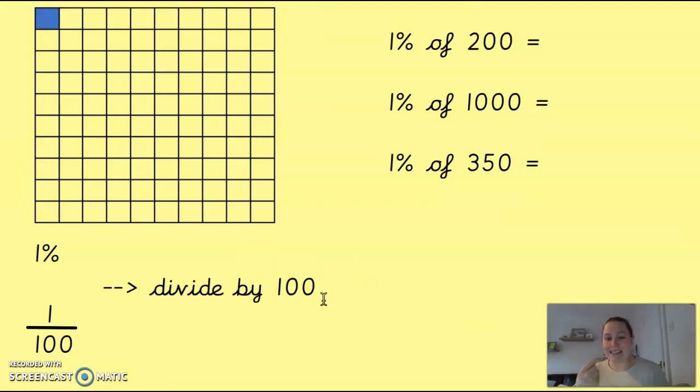So let's have a look at these questions then. Bear in mind that to find 1%, I divide by 100. Can you pause the video and work out the answer to these 3 questions? Okay, well done if you had a go on your own. Here are the answers. So we start off easy. 200 divided by 100 is 2. 1,000 divided by 100 is 10. And then 350 divided by 100 is 3.5. Remember, you're shifting the digits 2 places when you divide by 100.